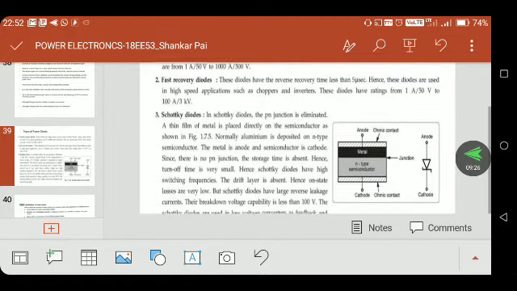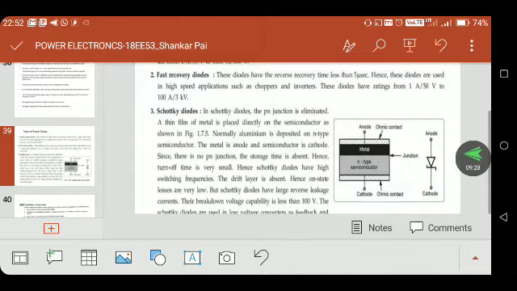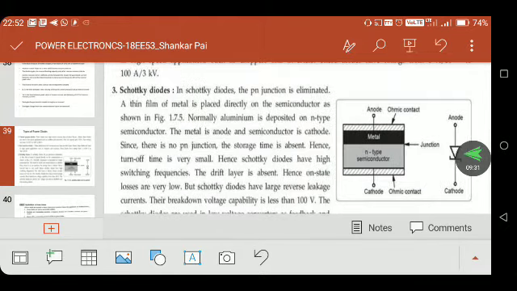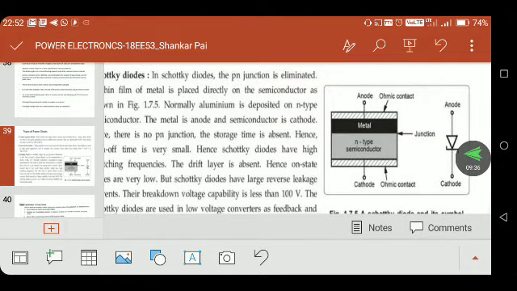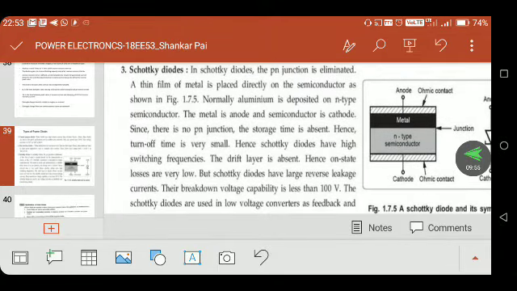Now, what is the difference between the Schottky diode and the other types of diode? You can see it in the structural diagram. This is the structural diagram of the Schottky diode. Here you can see the P layer is replaced by a metal layer, which is considered as the P layer. Because of this metal layer, the excess charge carriers can be eliminated. When the excess charge is eliminated, the reverse recovery time decreases.